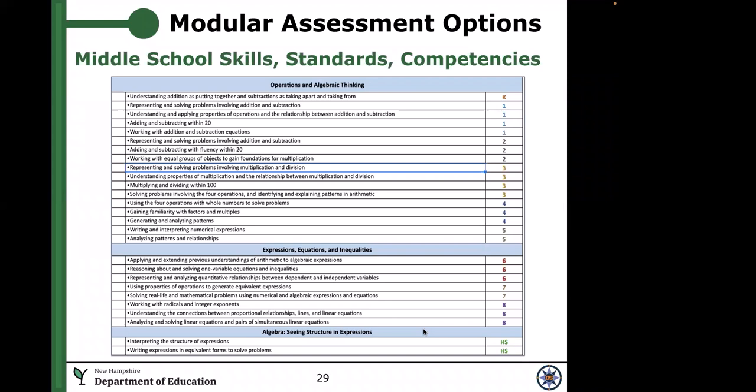And then this is another one. I really like this particular progression that we're looking at. So you can see where operations and algebraic thinking started in kindergarten and went up through 5th grade. It moves on to expressions, equations, and inequalities. And then at high school, it's the algebra, seeing structure and expressions. So you can see sort of where students are coming from and which standards and the grade levels feed into the standards at your particular grade level.